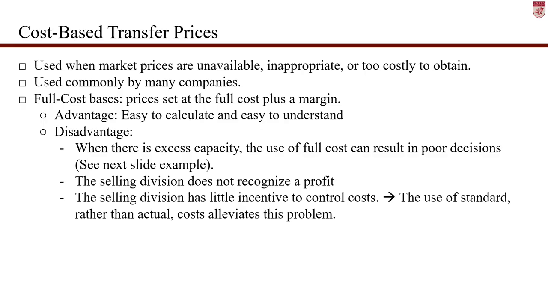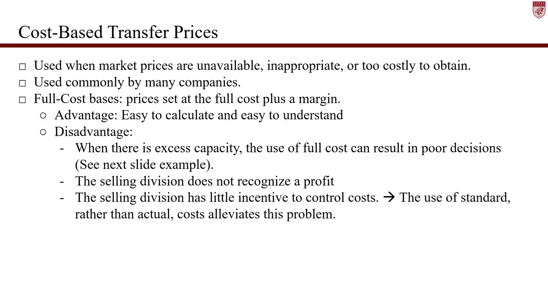One of the disadvantages of the market price was that it is not always available if there's no external market, right? So if the market price is not available or if it's not appropriate, as you can see from the uncompetitive market scenario, or if the market price is just too costly to obtain because there are not many frequent markets in place, then you should rely on another type of transfer price, which is called a cost-based transfer price. This is quite commonly used by many companies, and there are usually two ways, which is based on full cost, and the other is based on the variable cost.